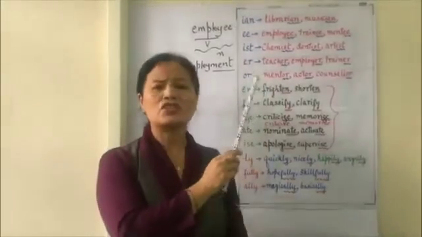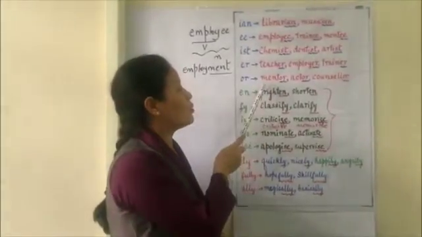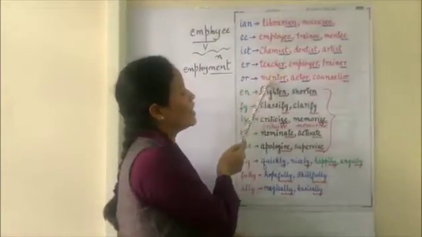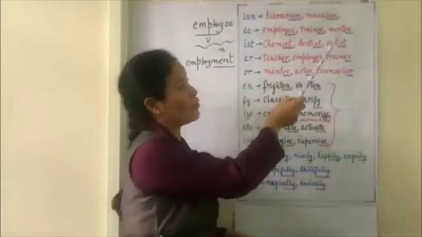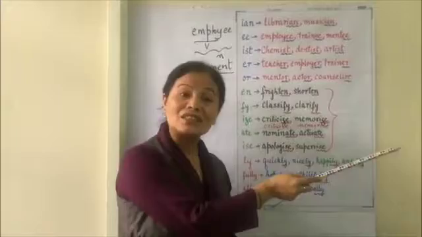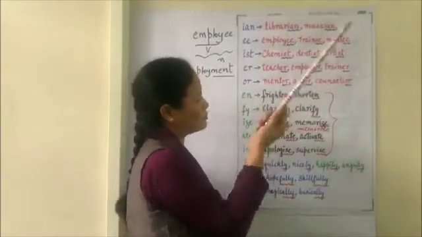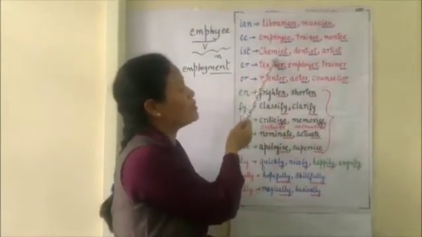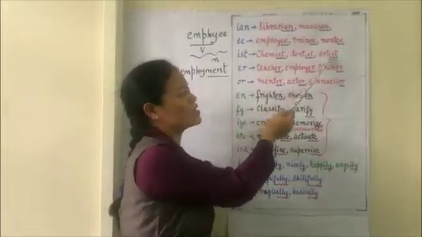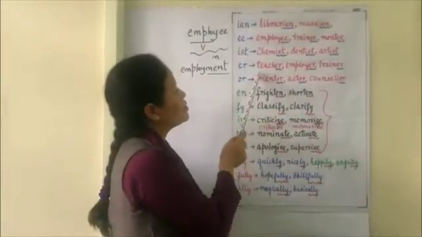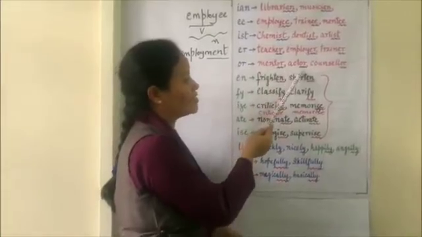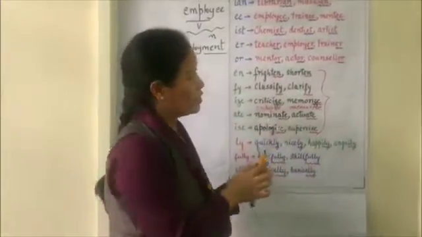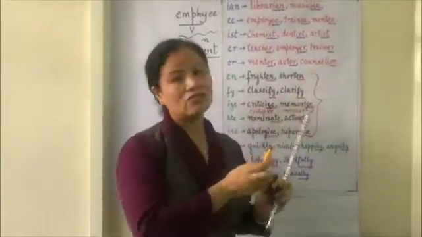Mentor is like a teacher or a counselor. The one who is mentoring a mentee is called mentor, whereas the one who is being mentored is called mentee. In the same way, we have chemist, dentist, artist, scientist. So we have teacher, employer, trainer, mentor, actor, counselor. Here I have written the British spelling of counselor.